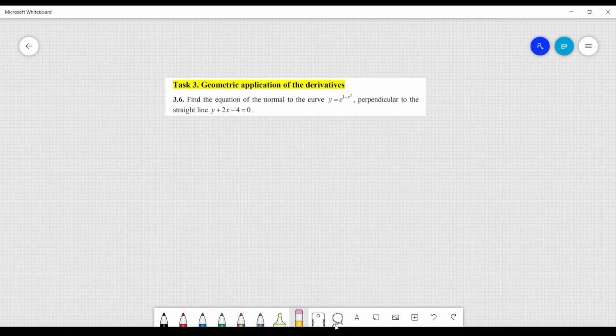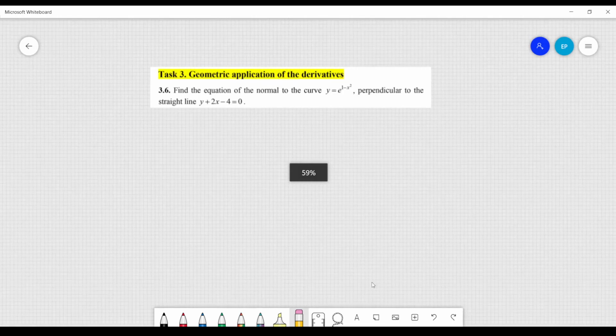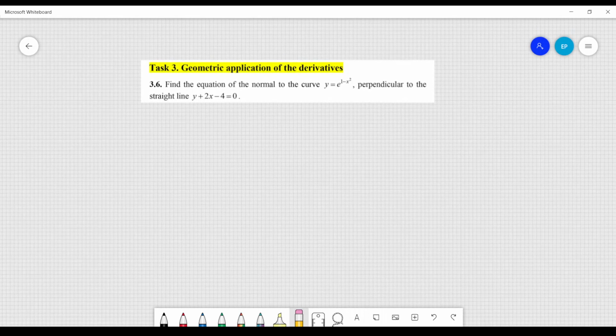Here we have to find the equation of the normal to the curve y equal to e to the 1 minus x squared, perpendicular to the straight line y plus 2x minus 4. Let's make a quick sketch of this function. It is an easy function to draw.